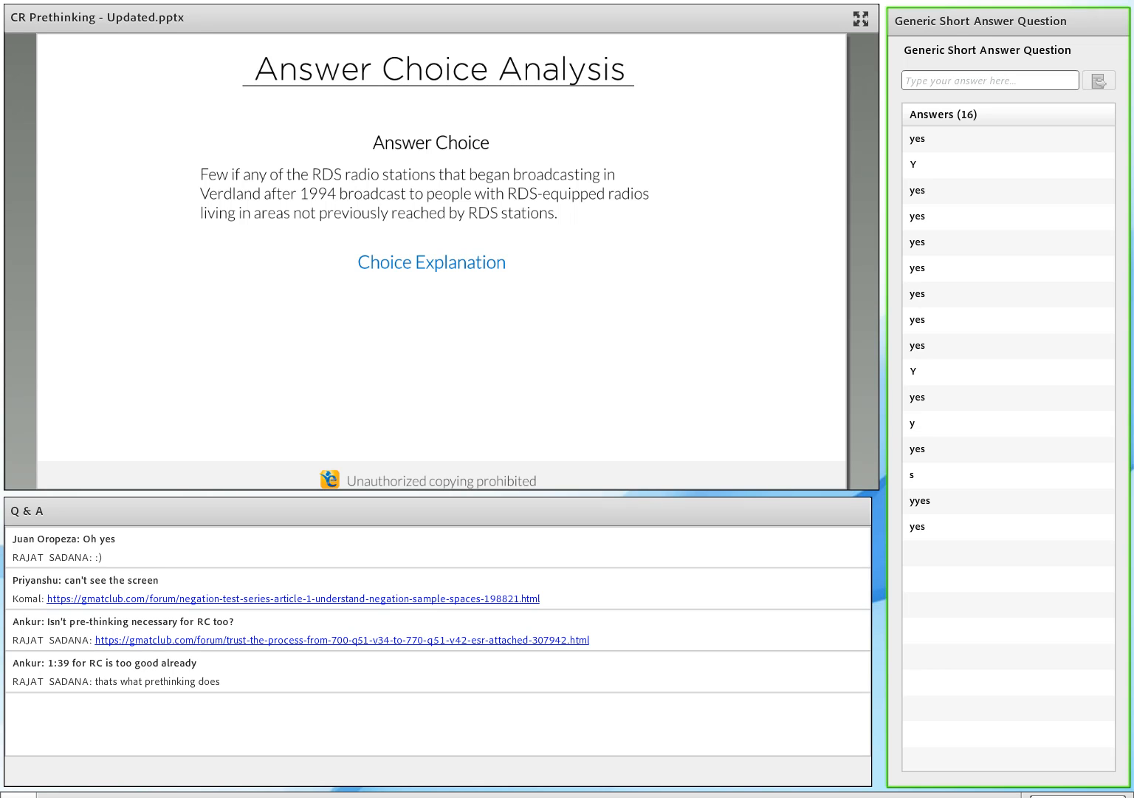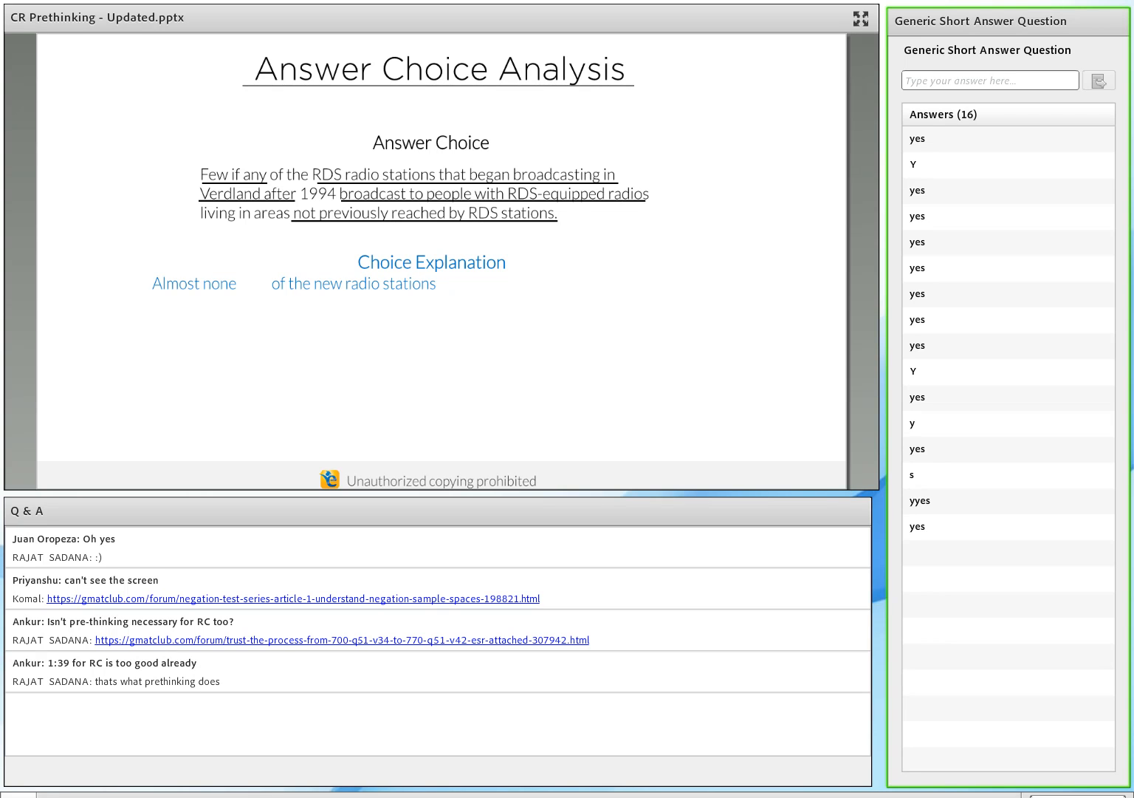It says few, if any, of RDS stations that began broadcasting after 1994 broadcast to people with RDS equipped radios living in areas not previously reached by RDS stations. This is essentially a complex SC sentence. This could be in the SC part of the GMAT. So let's kind of decipher it. Few, if any, means almost none of the RDS radio stations that began broadcasting after 94. In the context of this argument, they are the new radio stations. They are the ones that are deployed between 94 and 96.